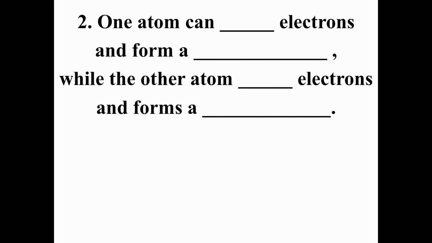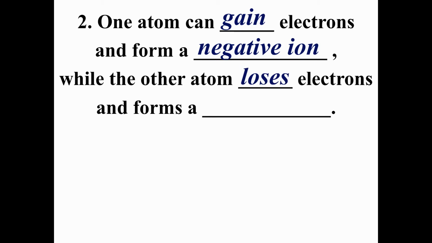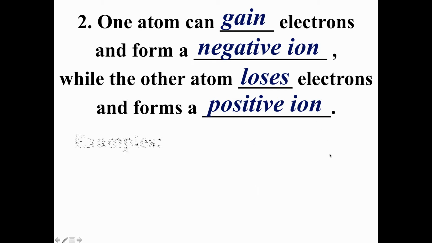Now there's a second way that atoms can combine to make compounds, and in this second way, one atom can gain electrons and form what's called a negative ion. It has more electrons, more negative charge than it started with, so it's overall now negative. And then the other atom loses electrons, it loses negative charge, it therefore becomes overall positively charged, and it forms what's called a positive ion.